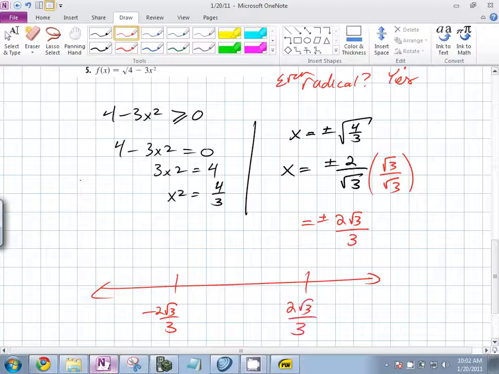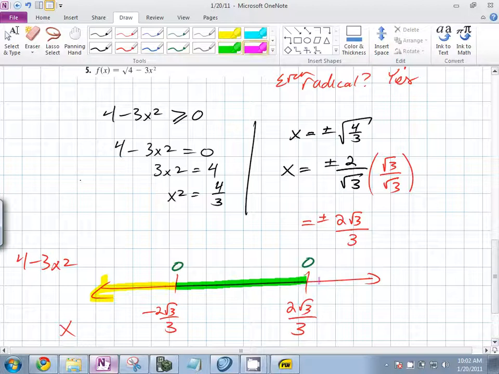Those are the only places. This is x, and this is the value of 4 minus 3x squared. We know that when you plug in this, you get 0 and you get 0. Are there any other places where this function equals 0? No. So that means that everything here has to be all positive or all negative. Everything over here has to be all positive or all negative, and everything here has to be all positive or all negative. Exactly. Good.